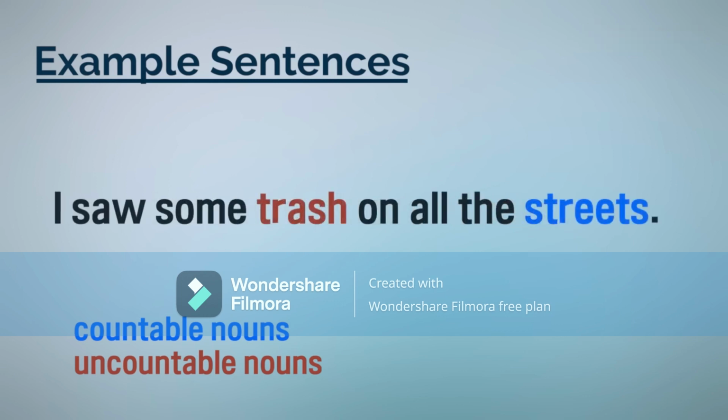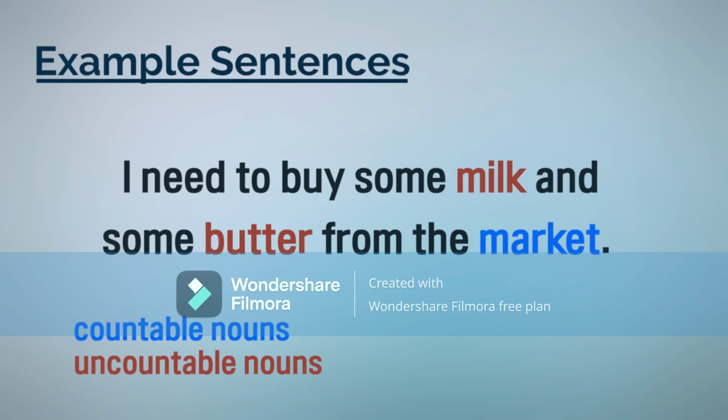Next sentence. I saw some trash on all the streets. Repeat after me. I saw some trash on all the streets. Very good. Next one. I need to buy some milk and some butter from the market. Please repeat after me. I need to buy some milk and some butter from the market.